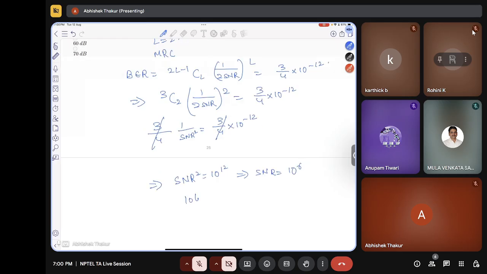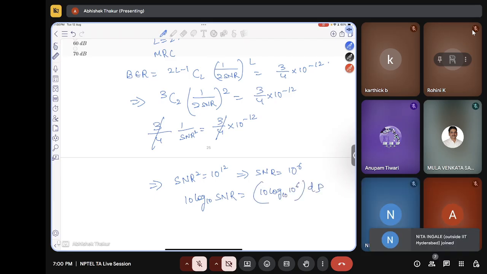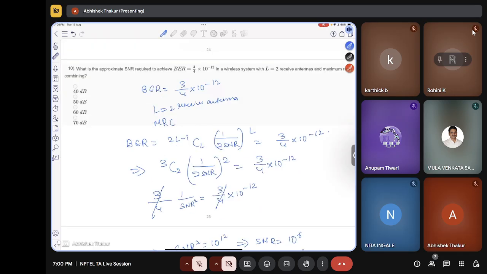Now, to convert it into dB, it is equal to 10 log10 of this. So this will become 60 times log10 of 10, which is 1. So this will become 60 dB. So for this question, option C is the correct answer.